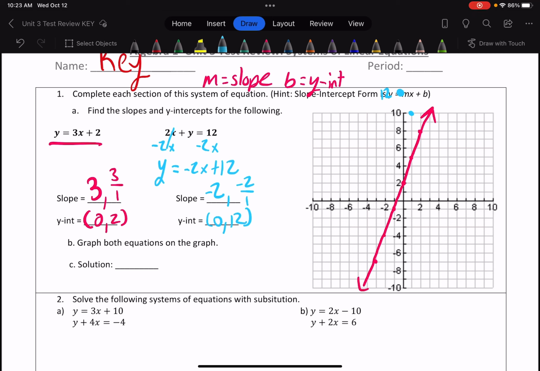Then from there, I can go down 2 to the right 1 again, down 2 to the right 1, and I can continue this pattern while I'm graphing. And don't forget to connect the dots. Final step is to find my solution. This is going to be the point of intersection. My point of intersection for this graph is at 2, 8, and we have now solved using graphing.